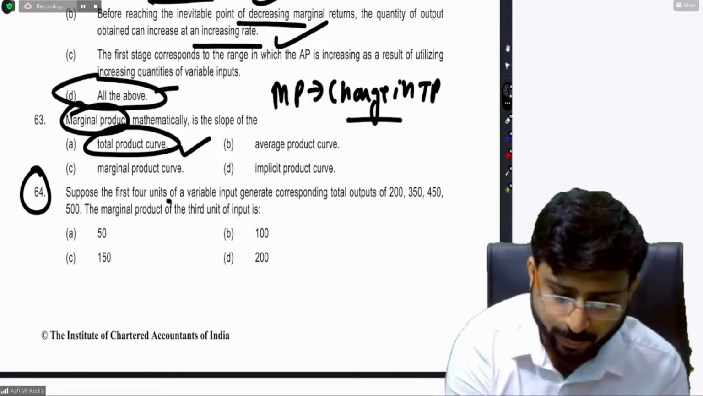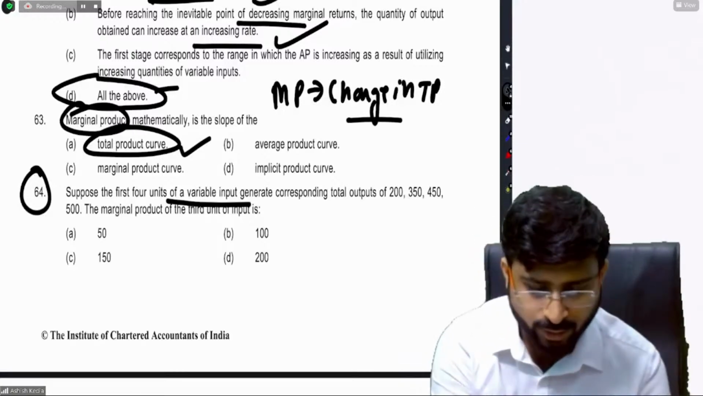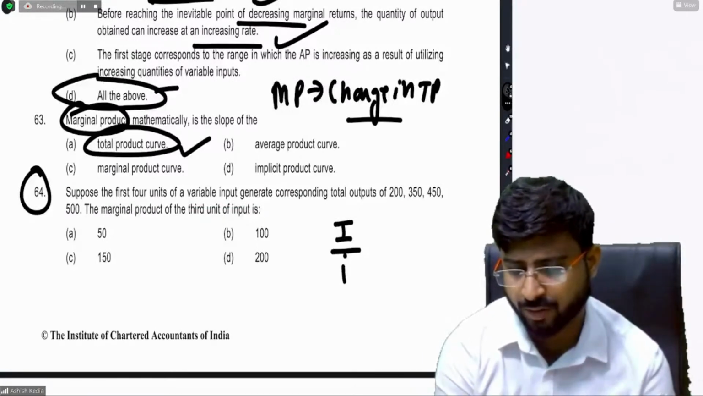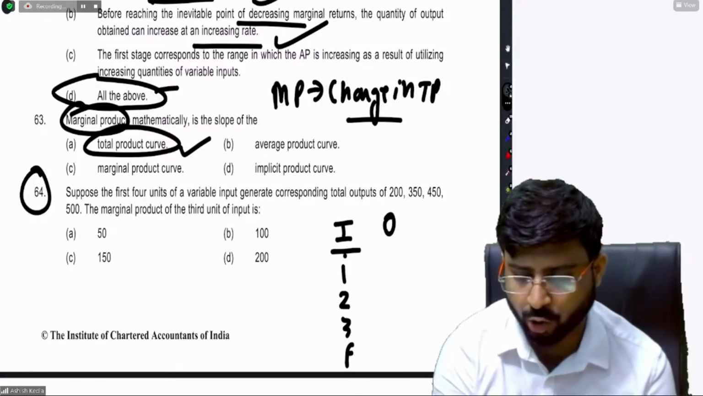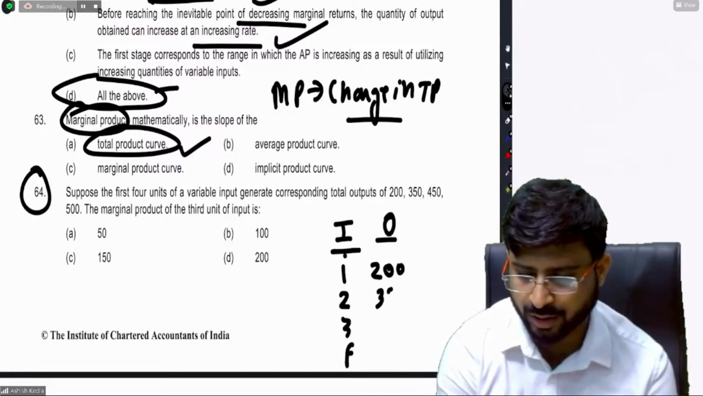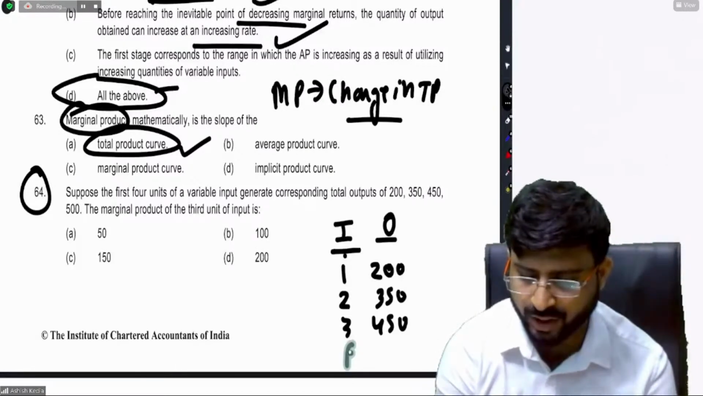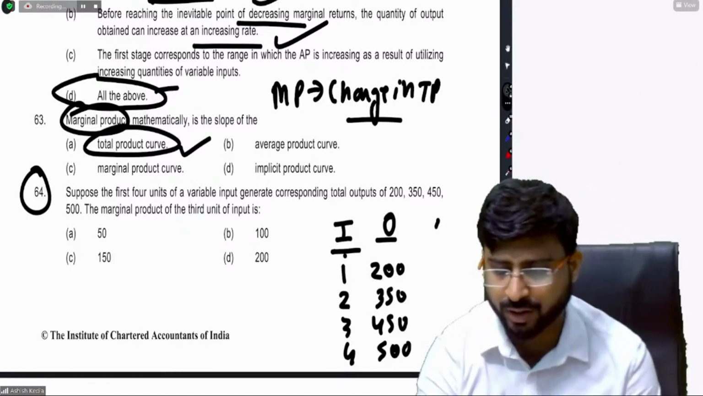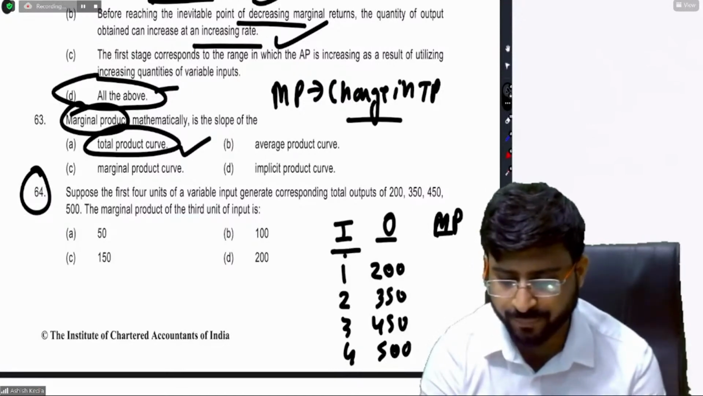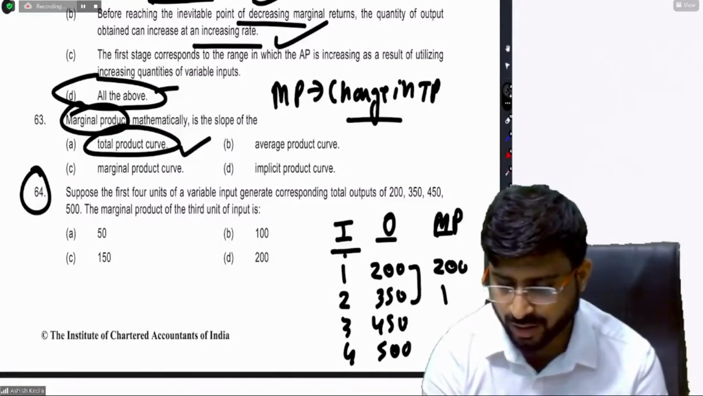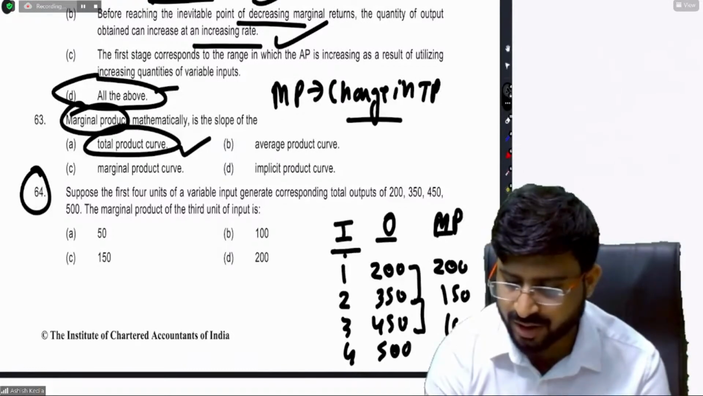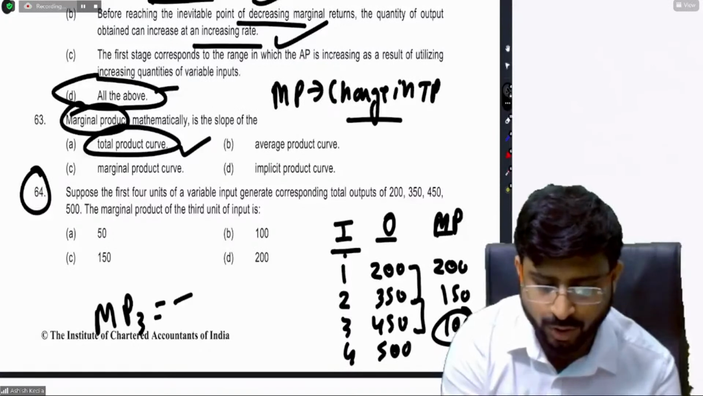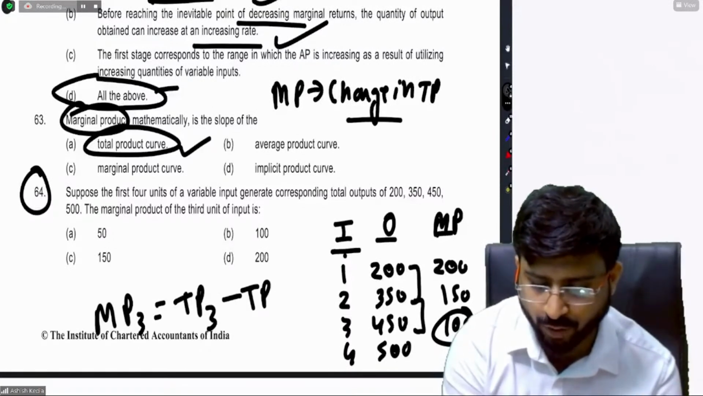Now they are saying, suppose the first four units of a variable input generate total output of, so see, input is 1, 2, 3, 4, and output is 200, 350, 450, and 500. Now what is it asking? MP of third unit. So if we found out MP, for first unit it is not changing. Here it is 150. Here it is changing by 100. Right? So for third unit, you all know MP of 3 equals TP of 3 minus TP of 2.